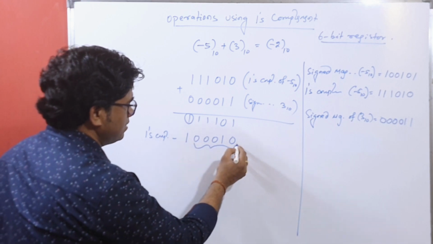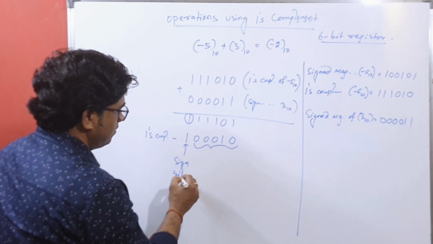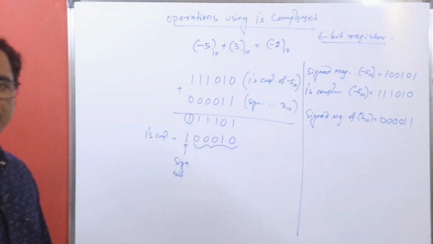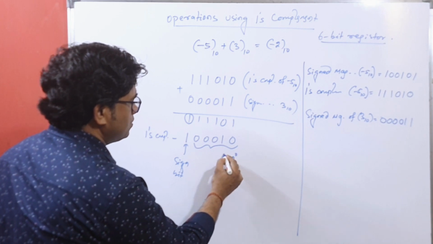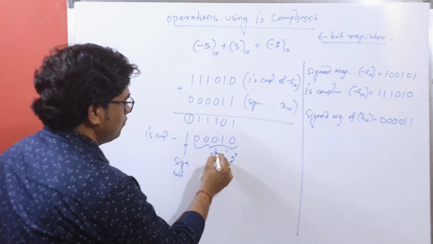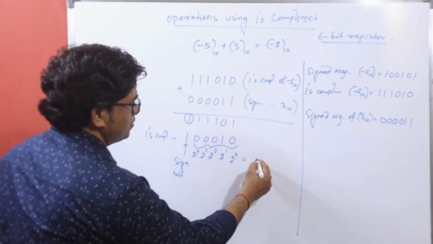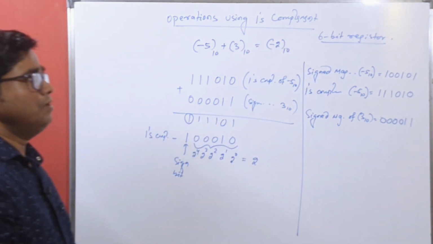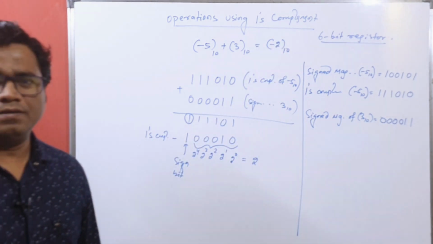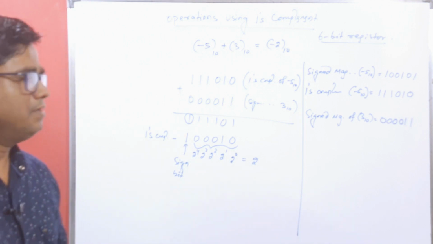This is the final result, and this is the sign bit. Sign bit 1 means negative. So your result, just convert it into decimal: 2 to the 0, 2 to the 1, 2 to the 2, 3, 4. This is equivalent to 2, and the sign is minus. So -2 base 10. Very simple, right? So let us take another example.